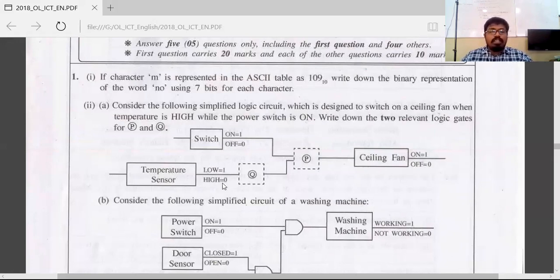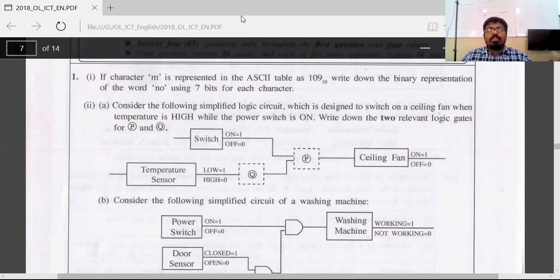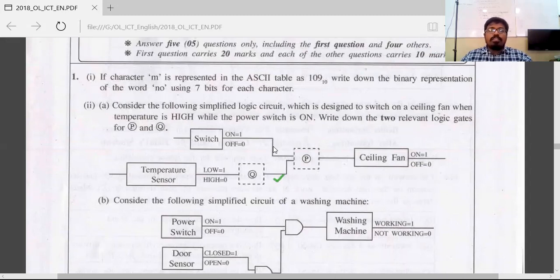Temperature low is 1, temperature high is 0, right? Ceiling fan on is equal to 1, off is equal to 0. Here they are saying when temperature is high while the power switch is on. So temperature also must be high and power switch also must be on.